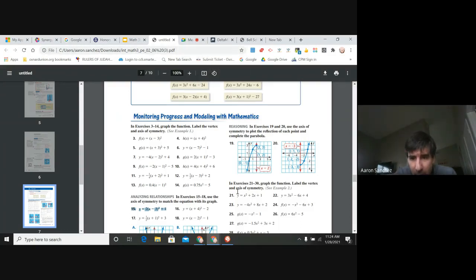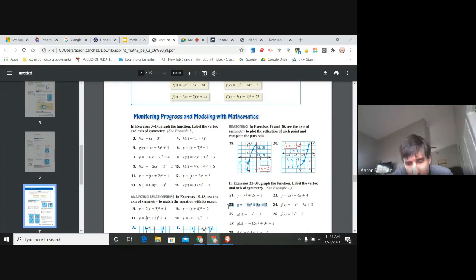Okay, 21, 23. Graph the function, label the vertex. Here's where it's going to get harder, using the axis of symmetry. Now look at this, number 23. This is going to take a lot, so make sure you take your notes on this. Y equals negative 4x squared plus 8x plus 2.